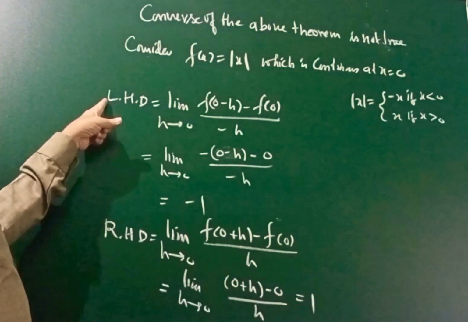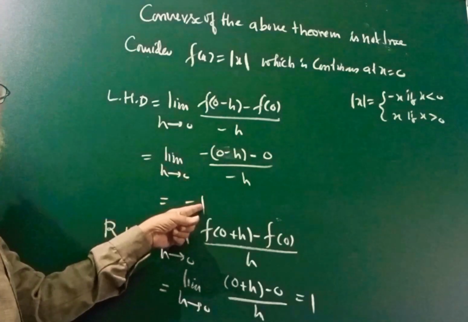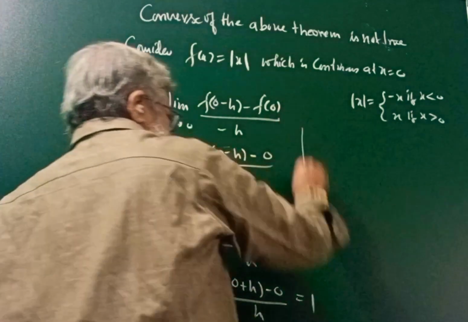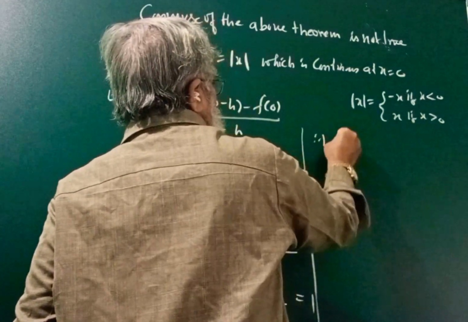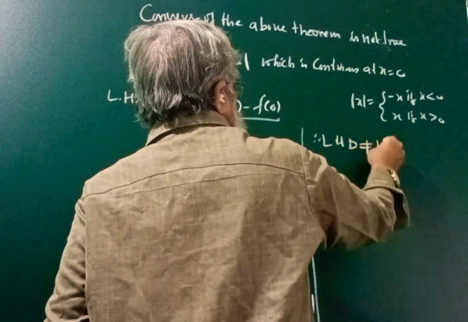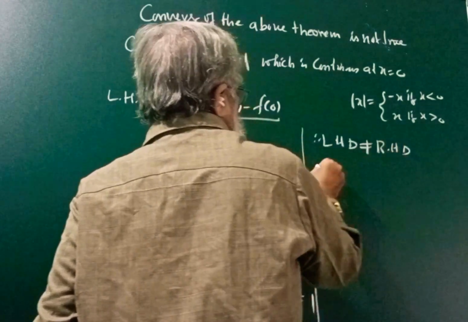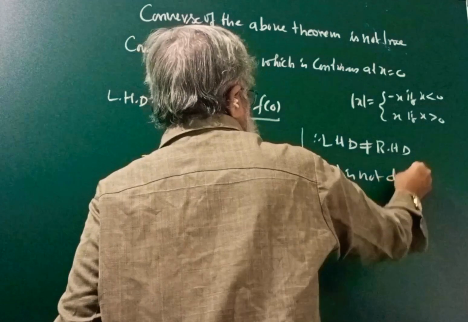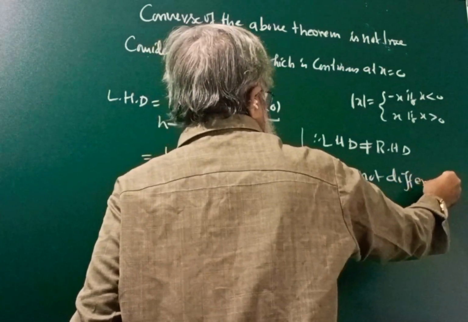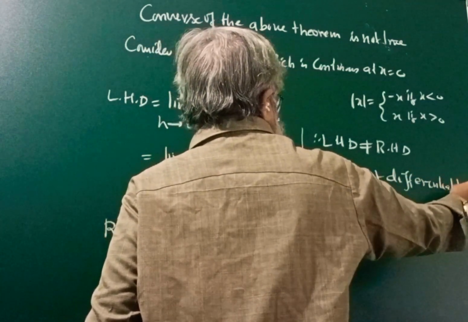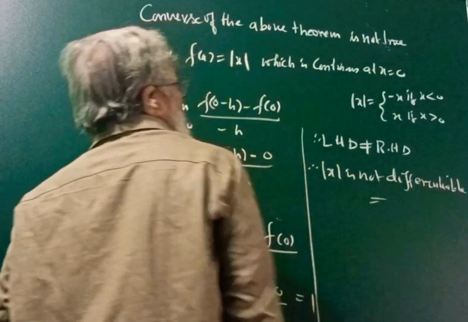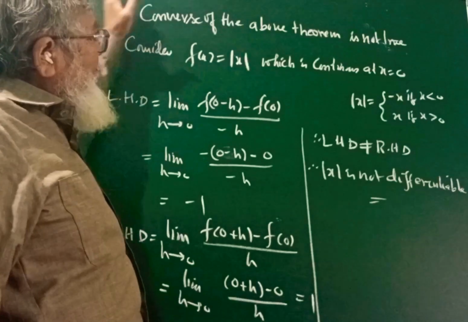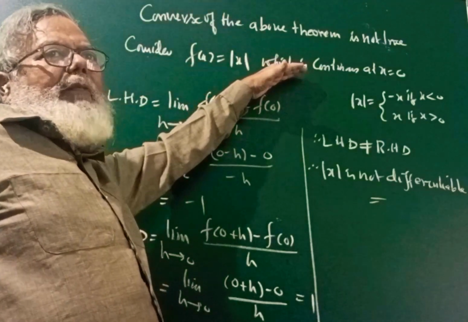You can see the value of the left hand side is minus 1 and the value of the right hand side is plus 1. They are not equal. Therefore, left hand derivative is not equal to right hand derivative. Therefore, mod x is not differentiable. Even though it is continuous, it is not differentiable. We proved our claim that the converse of the above theorem is not true. A function is continuous, it may not be differentiable.